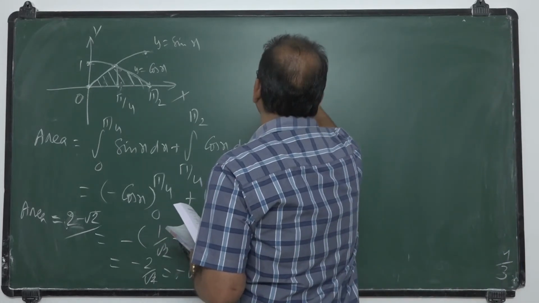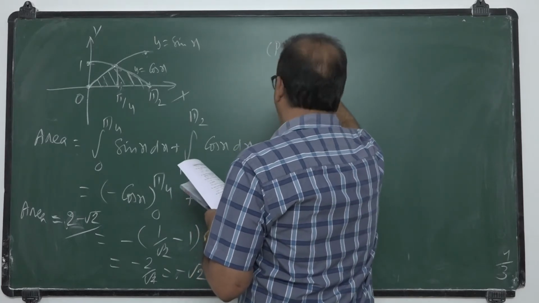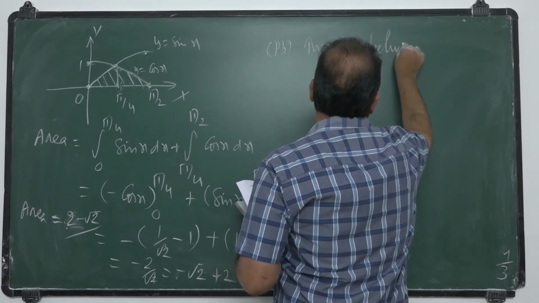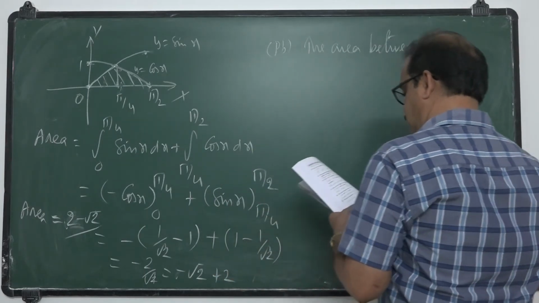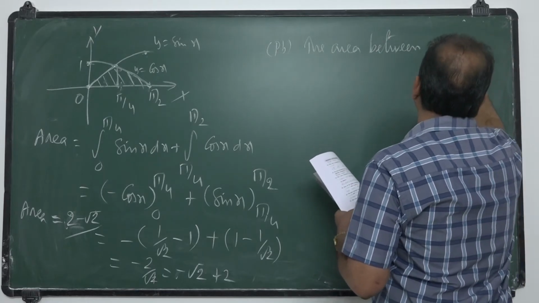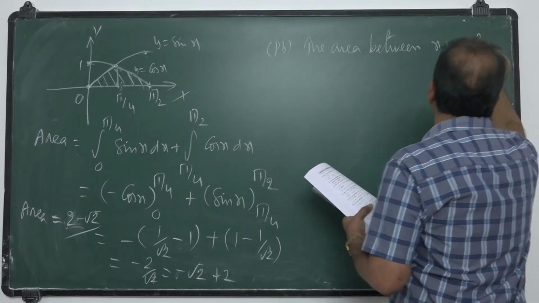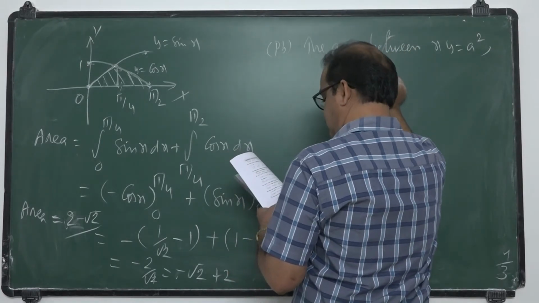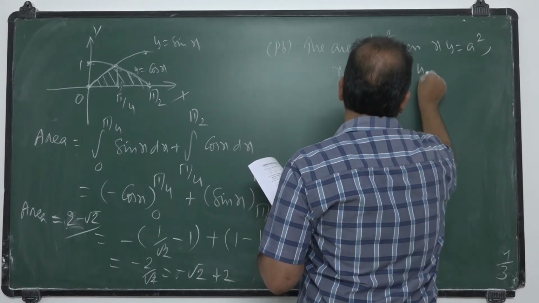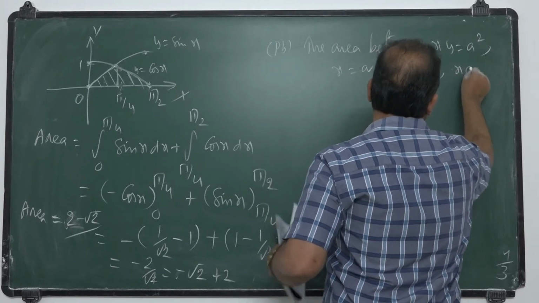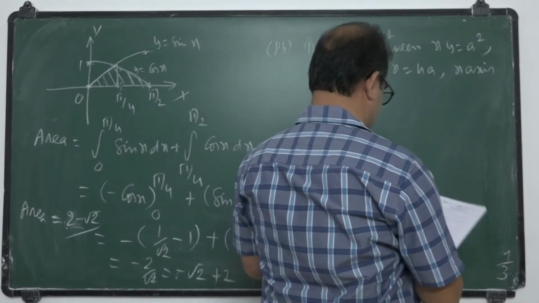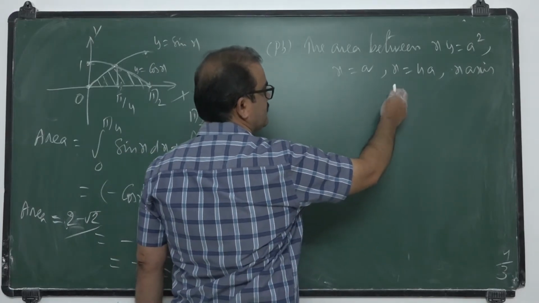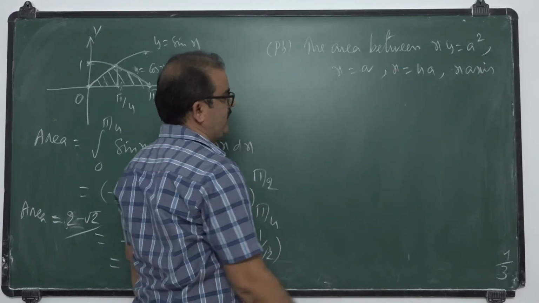Next, the area between the curve xy is equal to a square, x is equal to a, x is equal to 4a and the x-axis. Here limits of x are given, then you find the area.